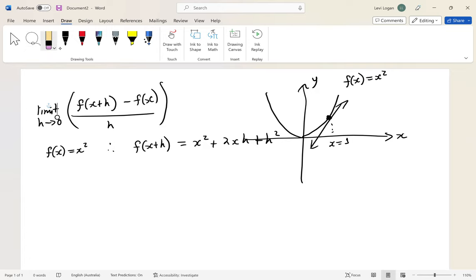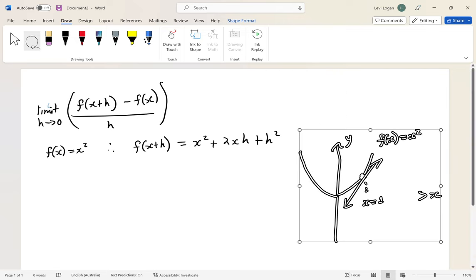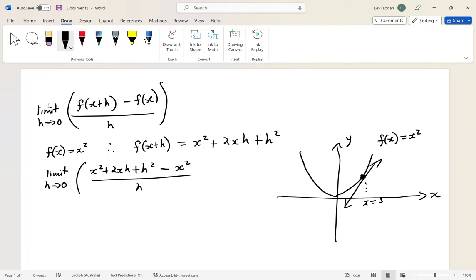corresponding with our x-axis. I'm just going to rub out our x-axis for a second and move it down here. Right, and then draw that back in. There we go. Make that a bit shorter actually. Right, so the limit as h approaches 0 of f of x plus h, which is x squared plus 2xh plus h squared, minus f of x, which is x squared, all over h.